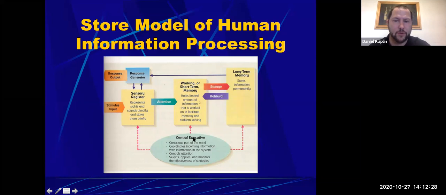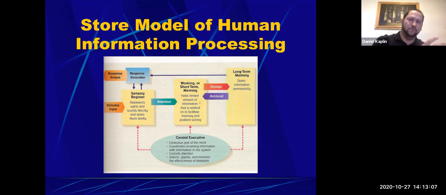And within the short-term memory, its job is, as I said, to organize that memory in a meaningful way to further bring it to long-term memory and store it there. So once it's stored in long-term memory, the question is, well, how do we get it out of memory? Well, there is a retrieval process, and in the store model of human information processing, it tends to go from long-term memory back into your working memory and then back out. And that's the process of getting a memory in and getting a memory out.